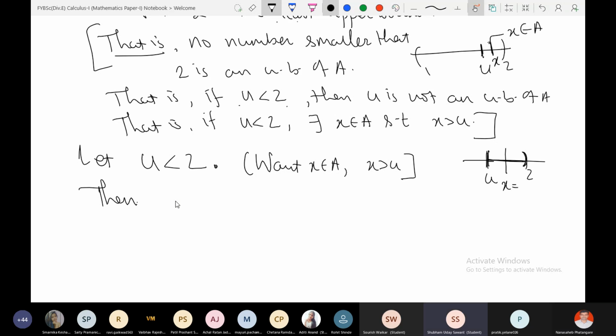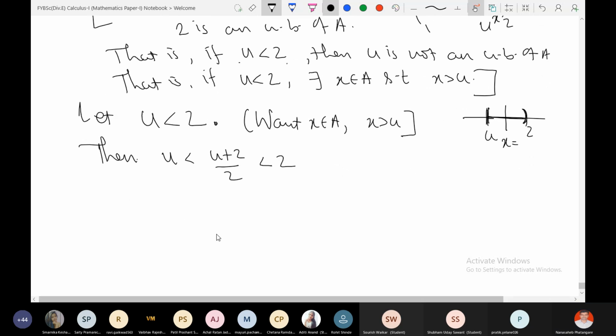Sir, can we consider the arithmetic mean of u and 2? Right, very good. So this is the simplest choice. There are many, but the simplest choice is the mean, which we can easily produce. Then u is less than (u plus 2) by 2, the mean, clearly. Am I right? Therefore, x is equal to (u plus 2) by 2. Is it a member of the set?